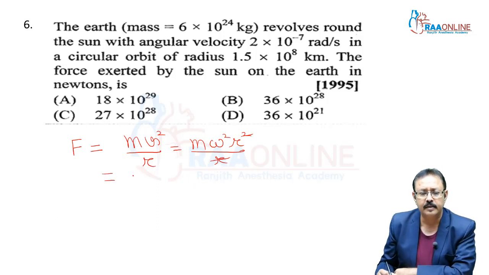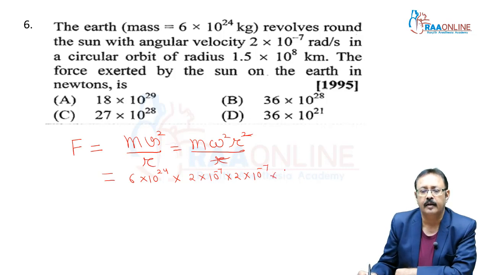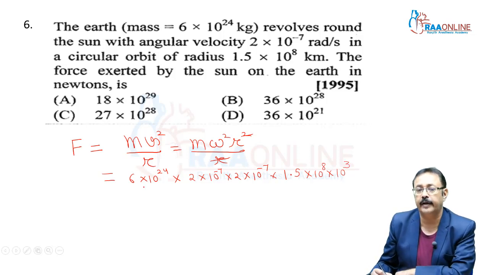m is 6 into 10 to the power 24 kg. What is omega? 2 into 10 to the power minus 7. What is r? 1.5 into 10 to the power 8. But it is in kilometer, so convert it into meter, because all other physical quantities were in SI units and we need force in Newton.